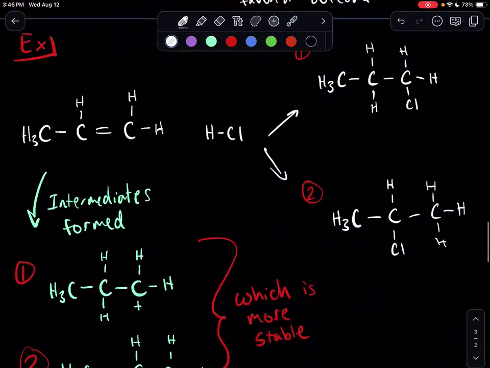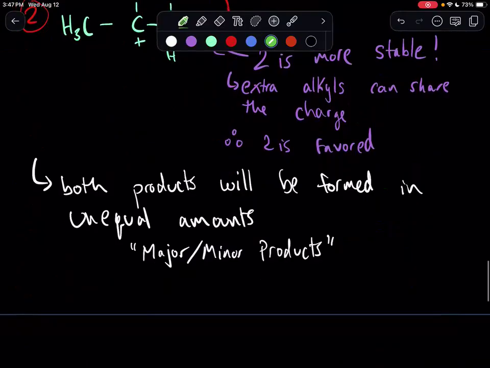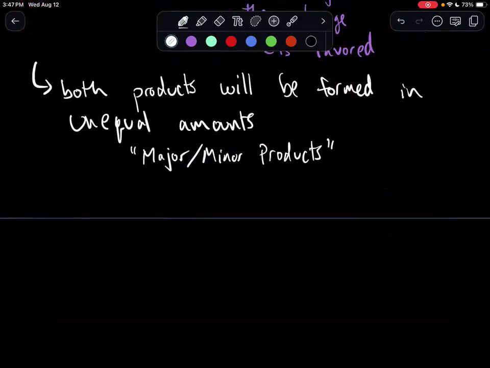So in this case up here, we can tell that this is going to be our major product and this is going to be our minor product, and that's due to the stability of that carbocation. So the last thing about this is that we actually have a way where we can often predict this without having to draw out the intermediates, and that is that we can predict with what we call Markovnikov's rule.